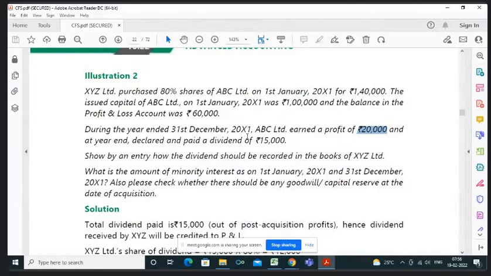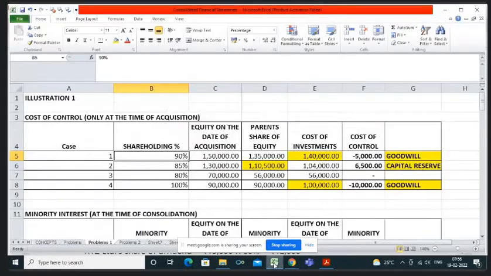What we have to do? We have to take the entire amount of dividends received from the subsidiary to the profit and loss account as a dividend received. So let's move on to the solution for the dividend part.